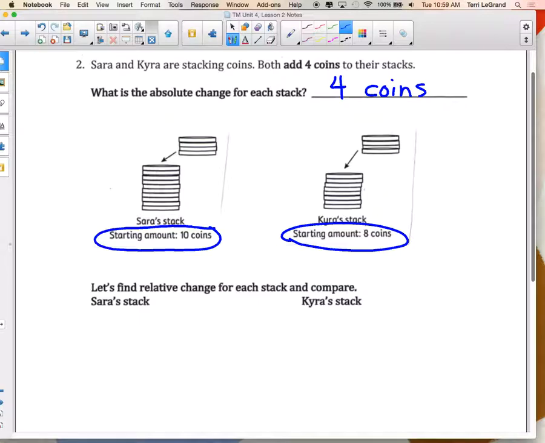Sarah's? Thumbs up for Sarah's. Sarah's stack is going to have greater relative change. Okay, Kira's? Kira seems to be more popular. Okay, well let's see what happens then.